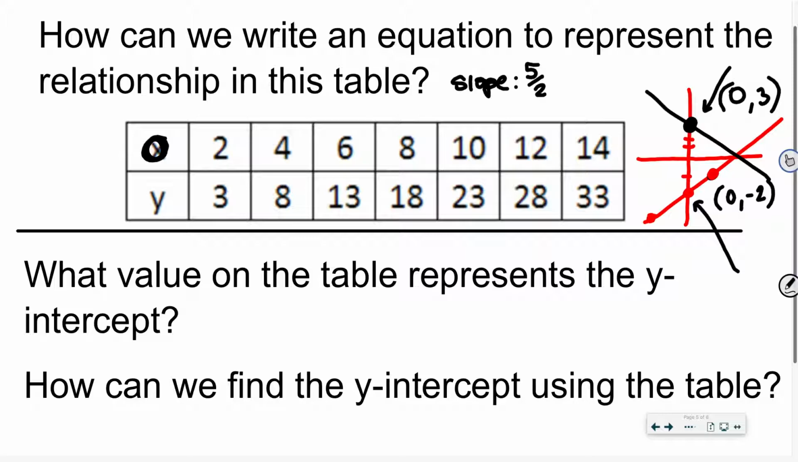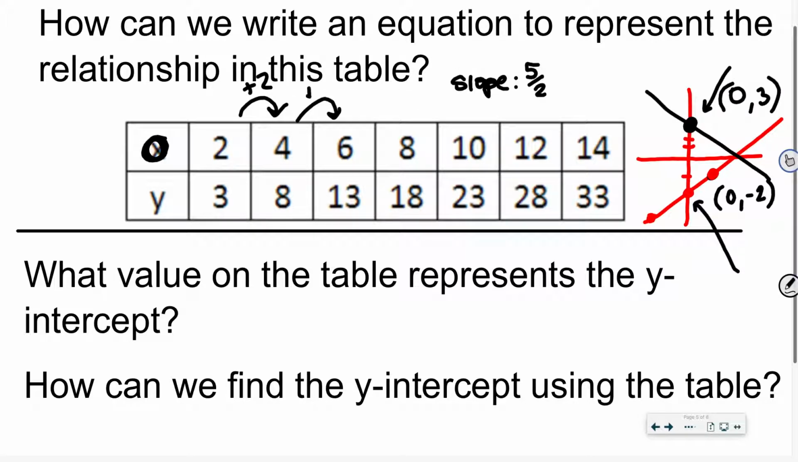Let's look at this pattern. I increase by 2. I increase by 2. I increase by 5. I increase by 5. So here, I increase by 2 from 0 to 2. So what number must y be if I increase by 5? -2.